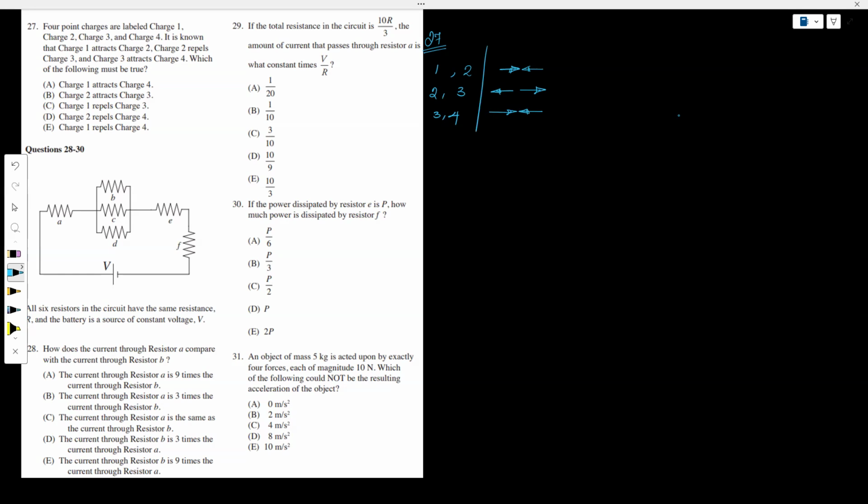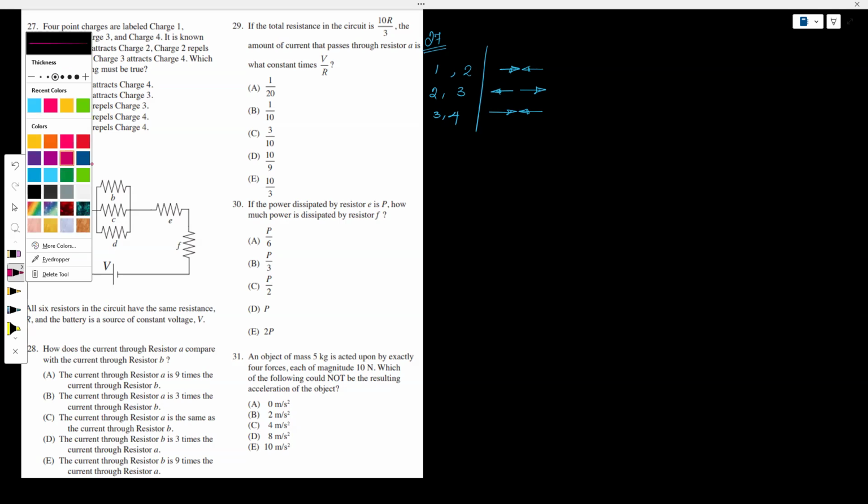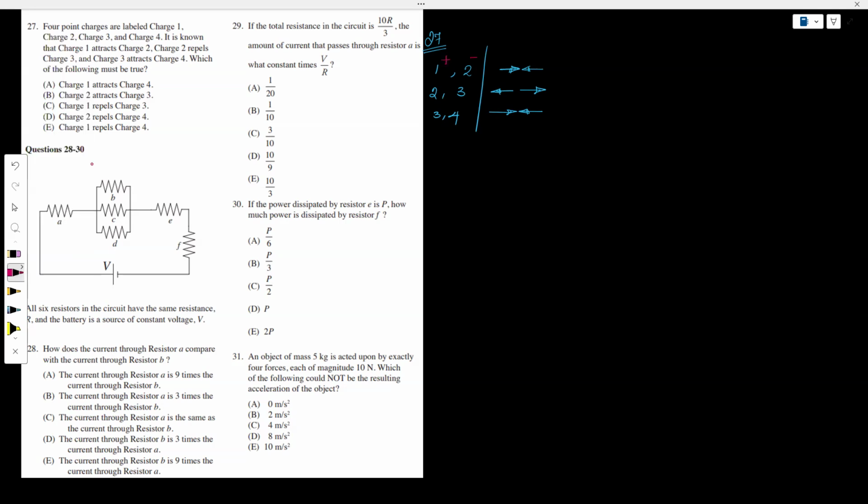The question is, which of the following statements are true? So what would happen if we use charge 1 and 4? If charge 1 and 2 are attracting each other, they are opposite. So either this could have been positive and this negative, or this negative and this positive. It is the same with this: it could have been either positive, negative, or negative, positive. But for here, both of them should have been either positive or both of them should have been negative, right?